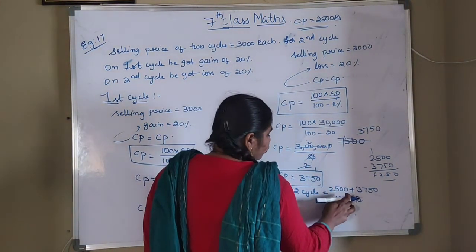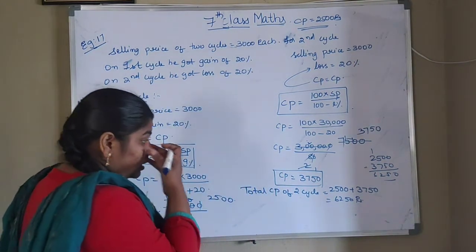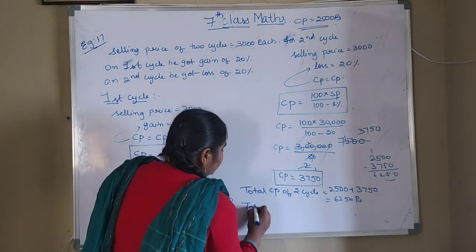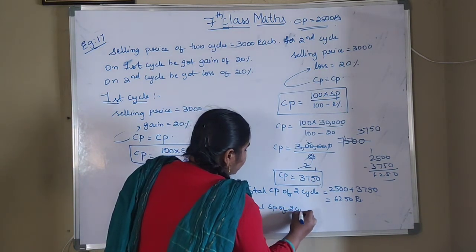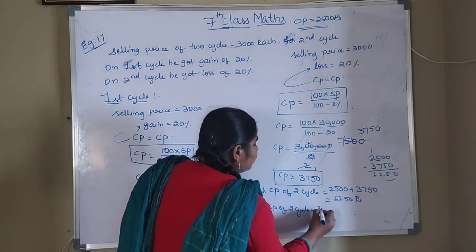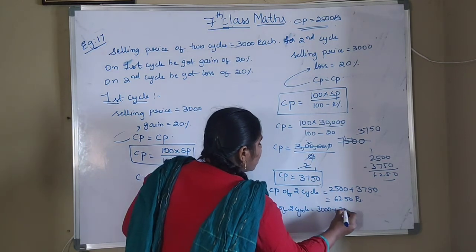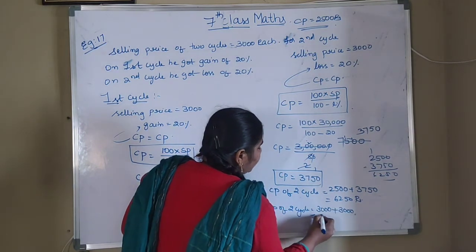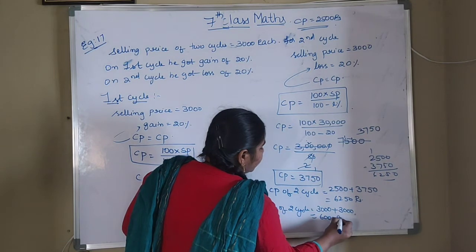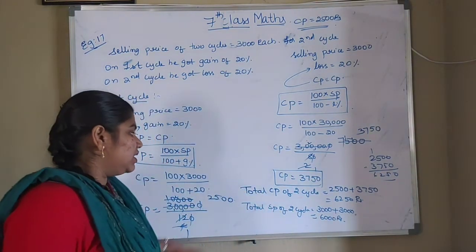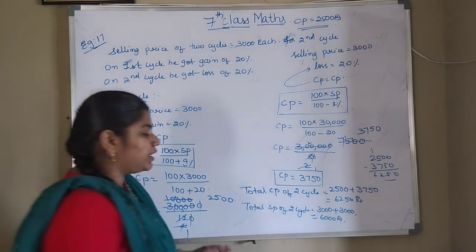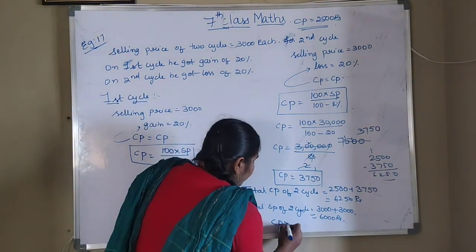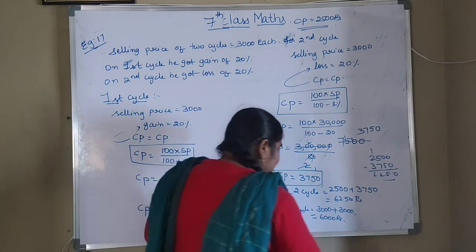Now what is the total selling price? We will see. Total selling price of 2 cycles. He sold both for 3,000, that is 3,000 plus 3,000, which will be equal to 6,000 rupees. So in this case, the CP value is greater than the SP value. So he will get what, loss or gain? That is loss.